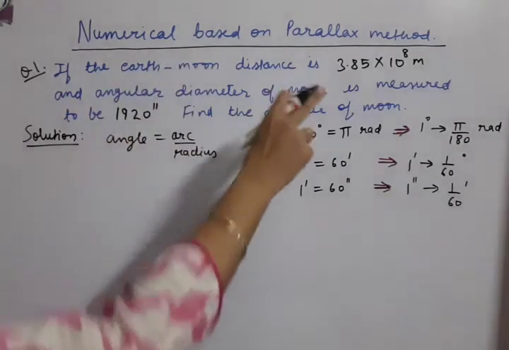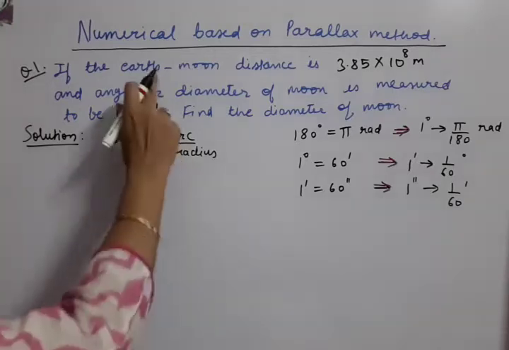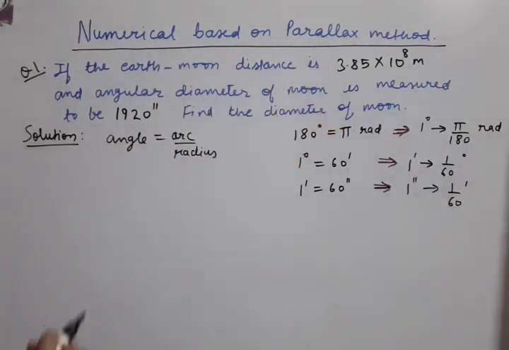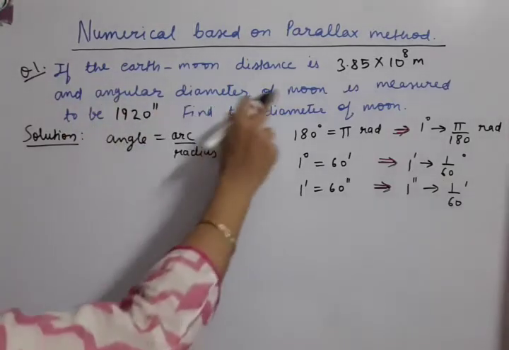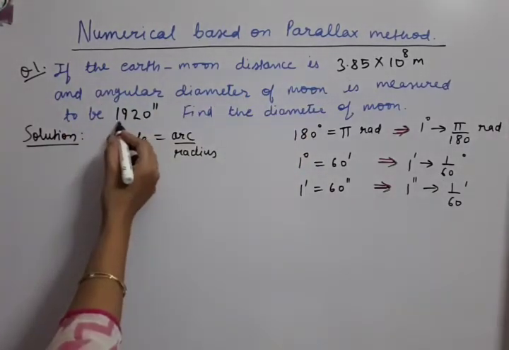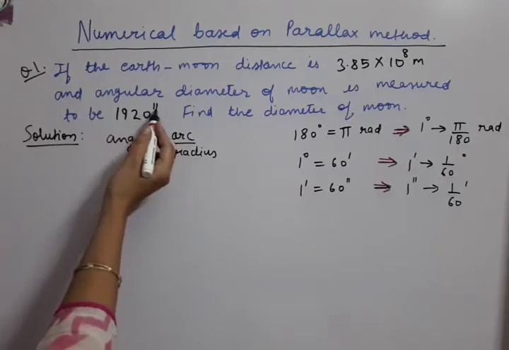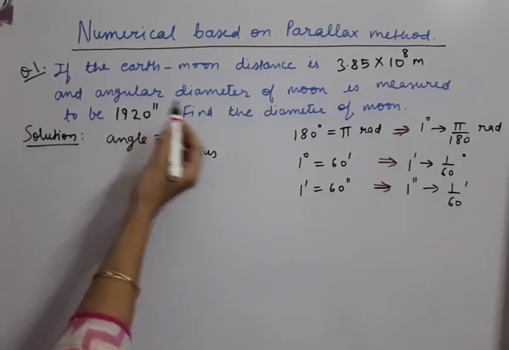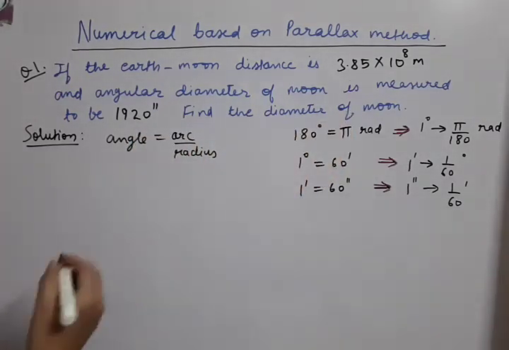Now what is the situation given? Earth moon distance is 3.85 into 10 raised to power 8. The angular diameter of the moon is given as 1920 seconds. Okay, this double dash means seconds. Find the diameter of the moon.